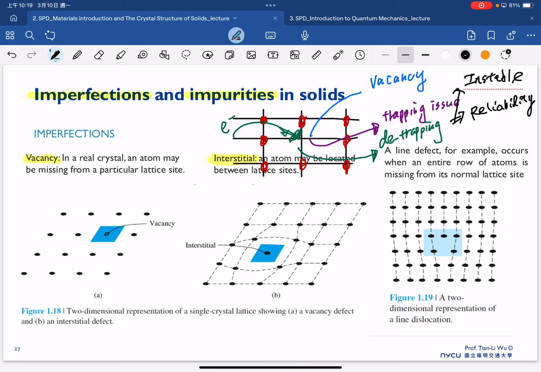So this is an example of how the material science in the end correlates to our device characteristics, to our electrical characteristics. And there's another very famous one that we call the line defect. The line defect sometimes happens when an entire row of atoms is missing. So for example, in this structure, you will find that an entire row is missing here. So we can consider this a line defect.